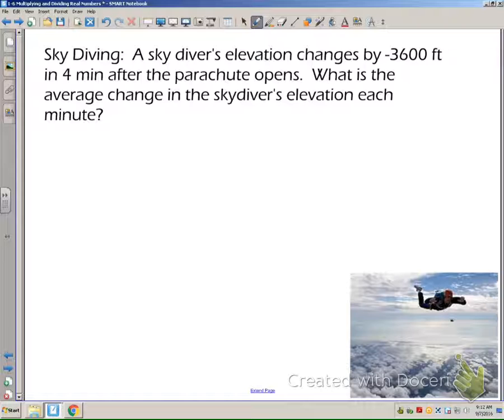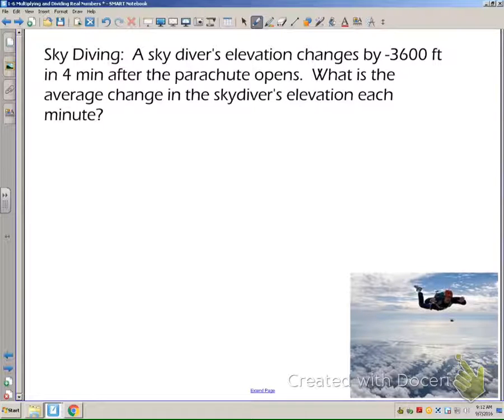Okay, skydiving. A skydiver's elevation changes by 3,600 feet in the negative direction in 4 minutes after the parachute opens. What is the average change in the skydiver's elevation each minute? So let's think about what the question's asking here. If you're falling 3,600 feet in 4 minutes, how much are you falling in 1 minute?